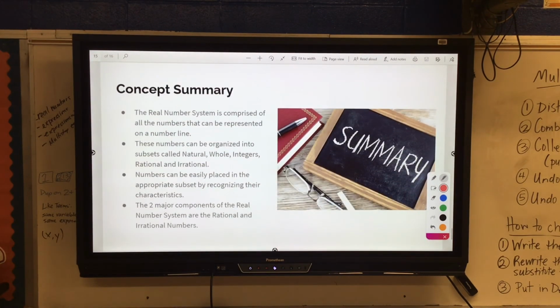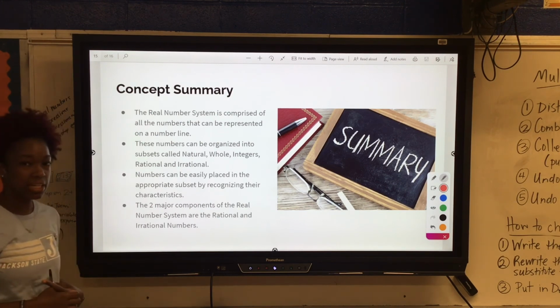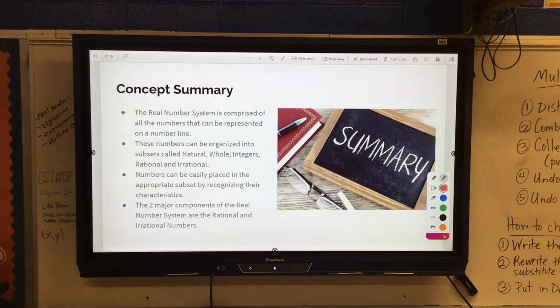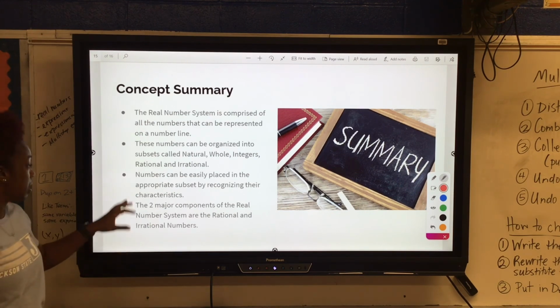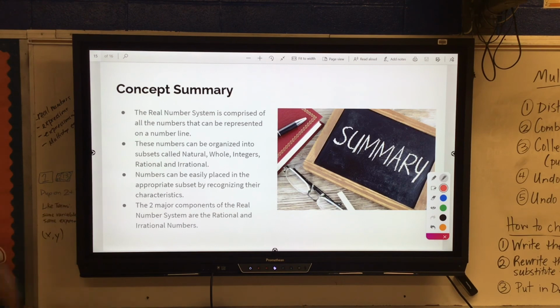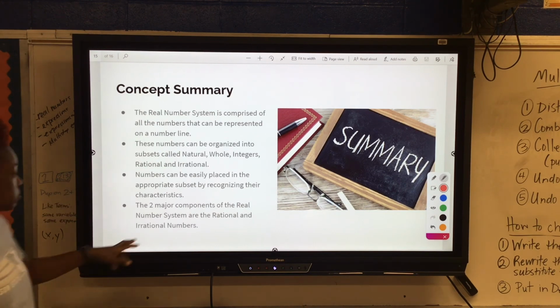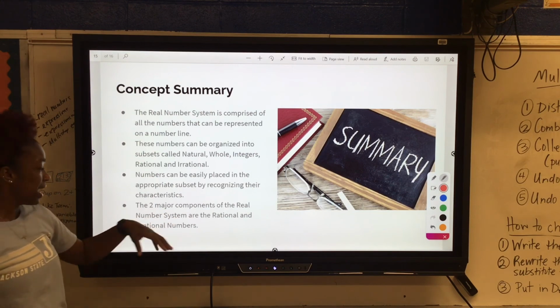Alright, so your concept summary. The real number system is comprised of all numbers that can be represented on a number line. So basically, in short, any number that you can think of is a real number. These numbers can be organized into subsets called natural numbers, which are your counting numbers, whole numbers, which are the same, including 0, integers, which are the same as whole numbers, but add your negatives and your opposites, and then your rational numbers, any number that can be a fraction, and your irrational numbers, those numbers that cannot be expressed as a fraction. Numbers can be easily placed into their appropriate subsets by recognizing their characteristics. All right. The major two components of the real number system are rational and irrational numbers.